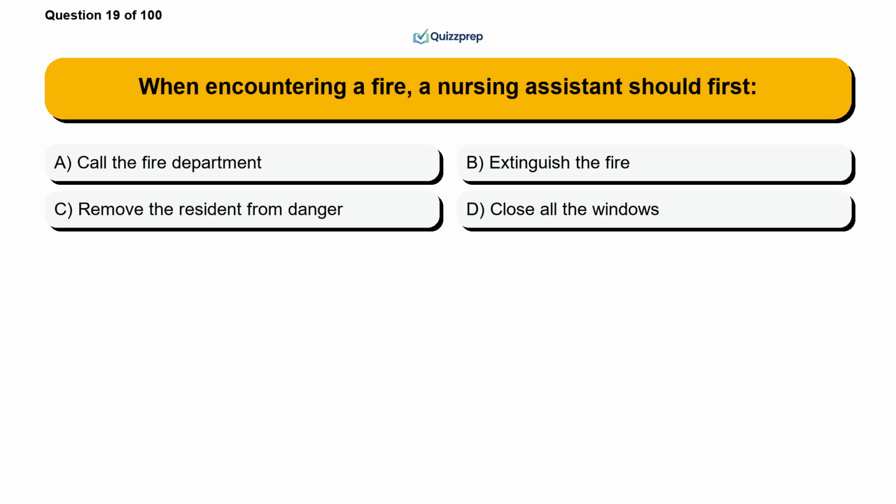Question 19. When encountering a fire, a nursing assistant should first, option A, call the fire department. Option B, extinguish the fire. Option C, remove the resident from danger. Option D, close all the windows.